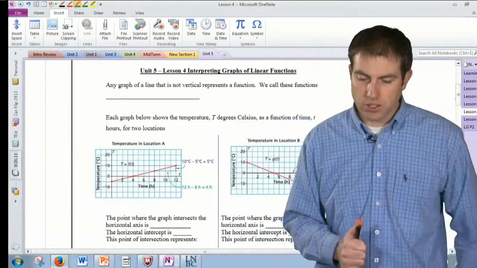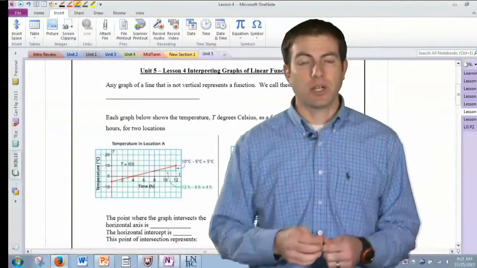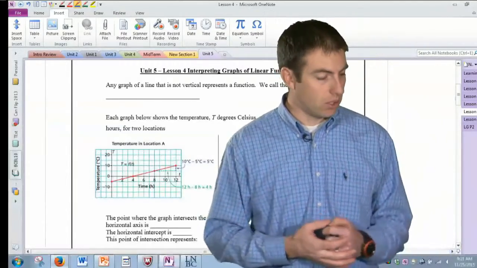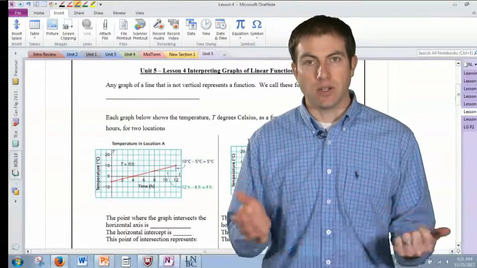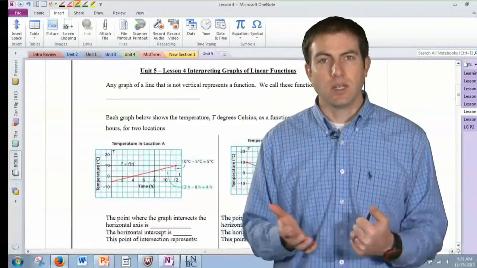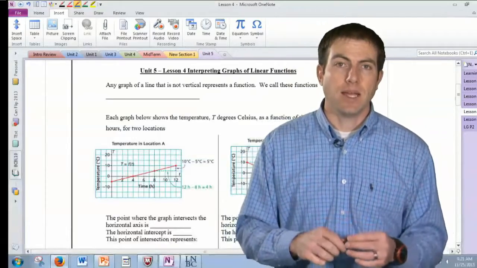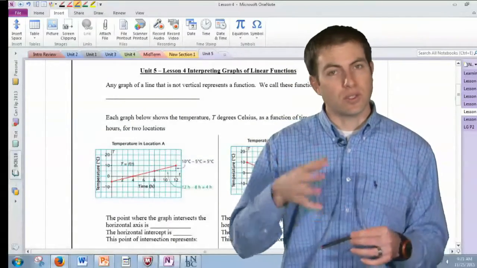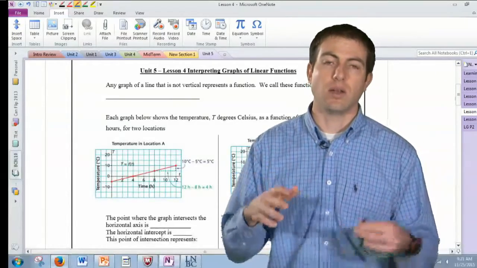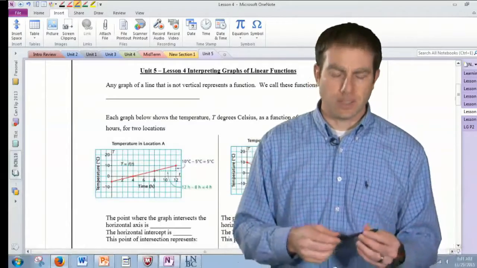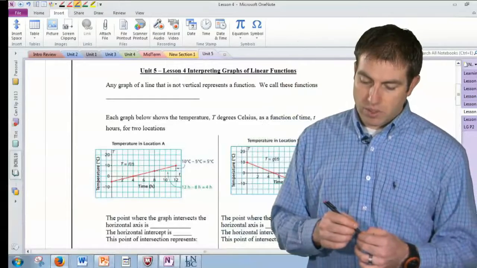So the title here is Interpreting Graphs of Linear Functions. Basically, we're just going to look at graphs, and we're going to try to get information from our graphs. So what can we kind of look at on the graph and figure out what's going on? So graphs are really powerful because they can give you a lot of information in a really small amount of space. The idea is, can you sort of decipher the information from the graph? What is the significance of each of the points? What is the slope of the line? What units are we talking about? And things like that.